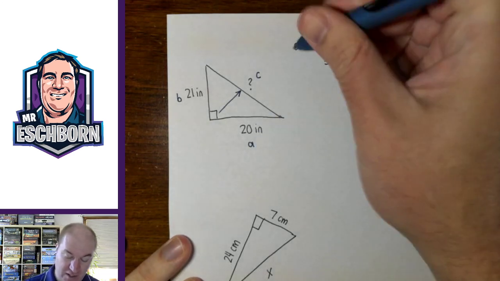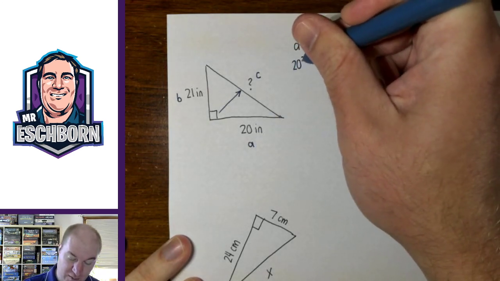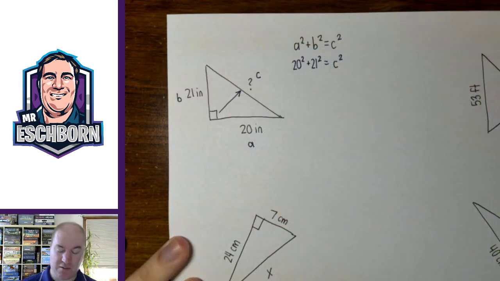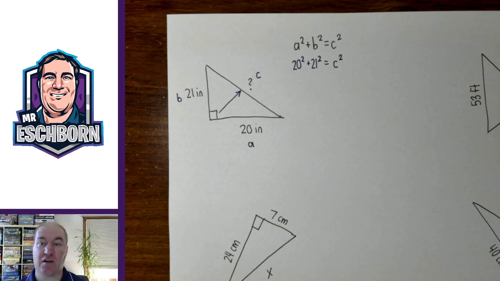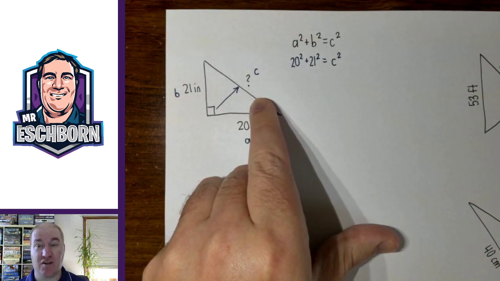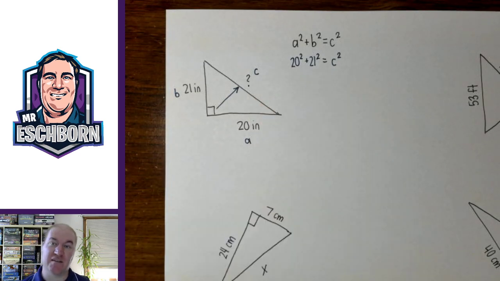So I'm going to take 20 and put it in here where it says A squared, and I'm going to take 21 and put it in here where it says B squared. Now if I solve this problem, I will find the missing side of this right triangle. I will be able to find C.